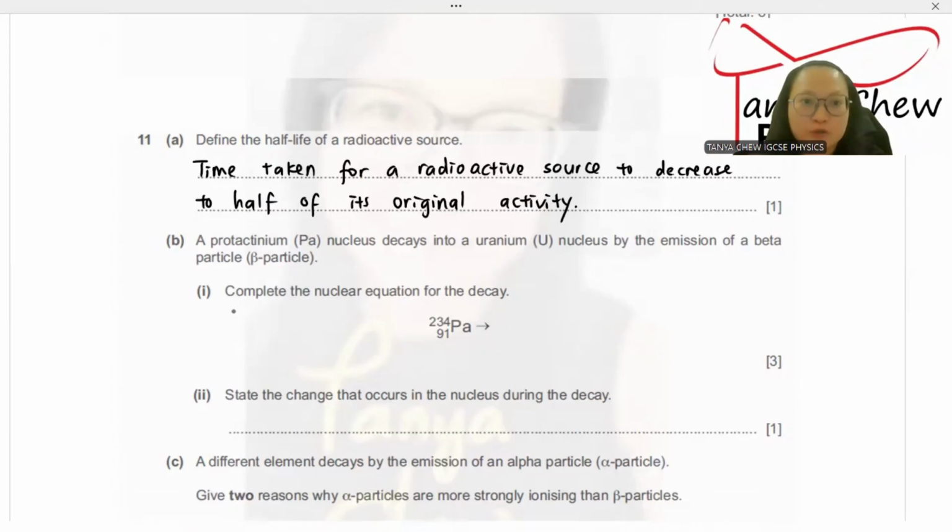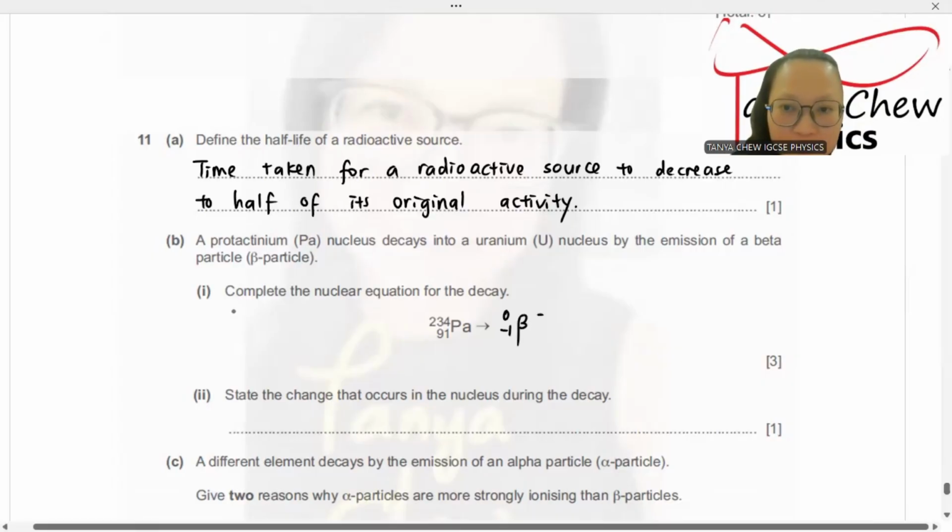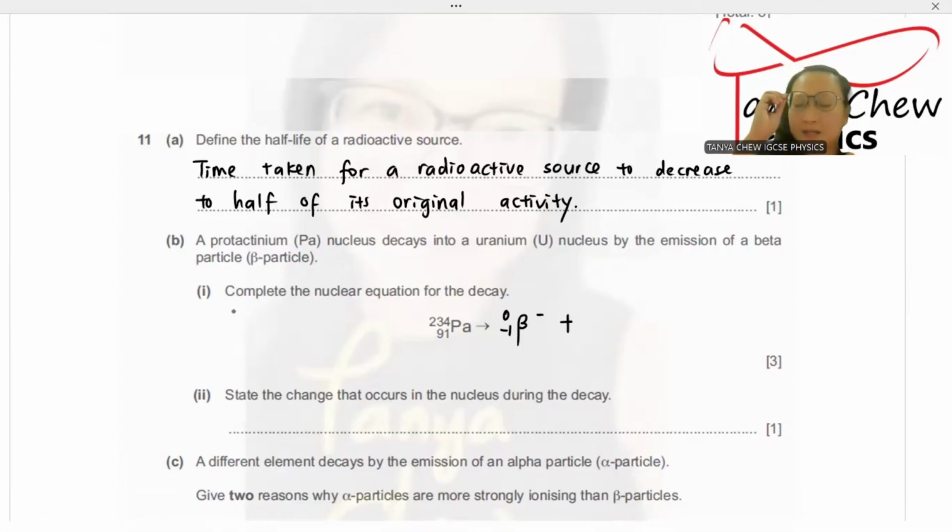B, a protactinium Pa nucleus decays into a uranium nucleus by emitting a beta particle. Complete the nuclear equation for the decay. So you emit a beta particle, so I write down the beta particle first. Beta particle means fast moving electron, plus, and then you balance the nucleon number, which is 234. Balance the proton number, which is 91, equal to 92 minus 1.